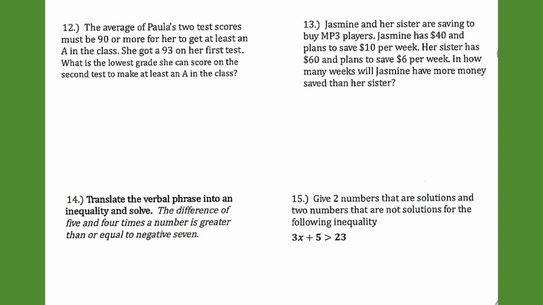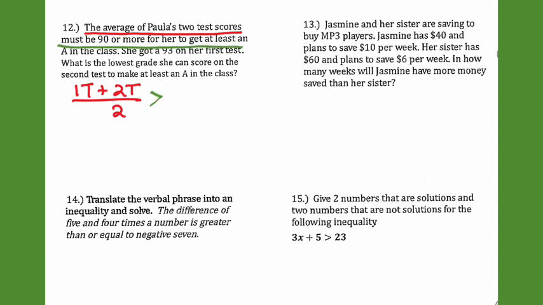12, we have some word problems on this page. So it says the average of Paula's 2 test scores must be a 90 or more. We need to know how to solve for an average. An average is when we add up a total of something that we're trying to find the average of, and we divide for how many things we added up. So we have 2 tests, so we divide by 2.